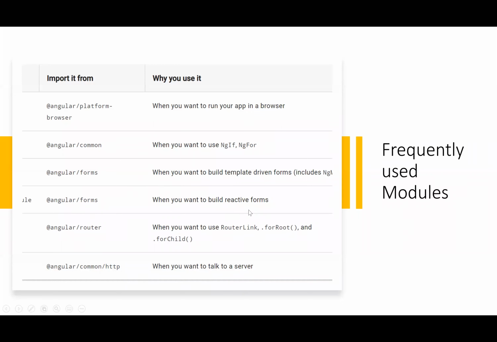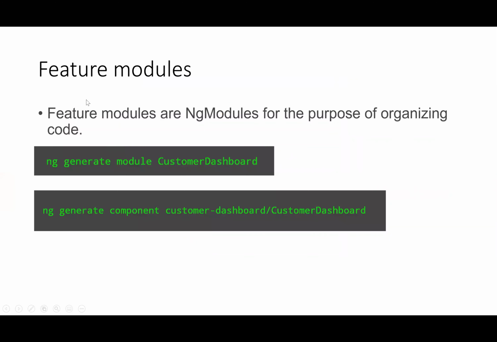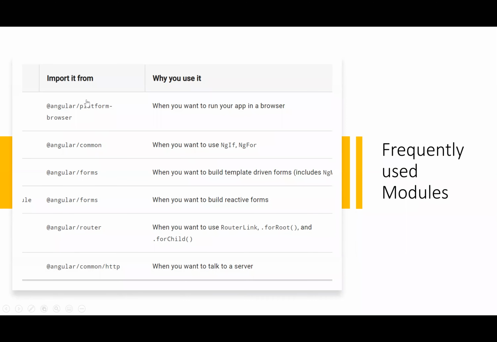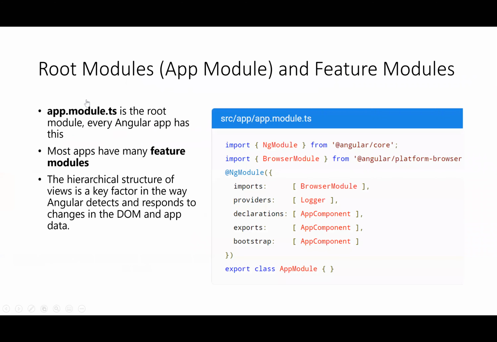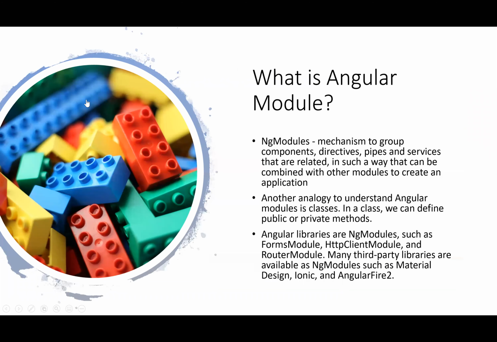Router, for routerLink for root and forChild for child. And common HTTP, when you want to talk to the server. When you want to call APIs, you use this module. So I'm going to explain a bit more about platform and common later. Let me go back and make sure that I haven't missed out anything. Seems like no. Okay.